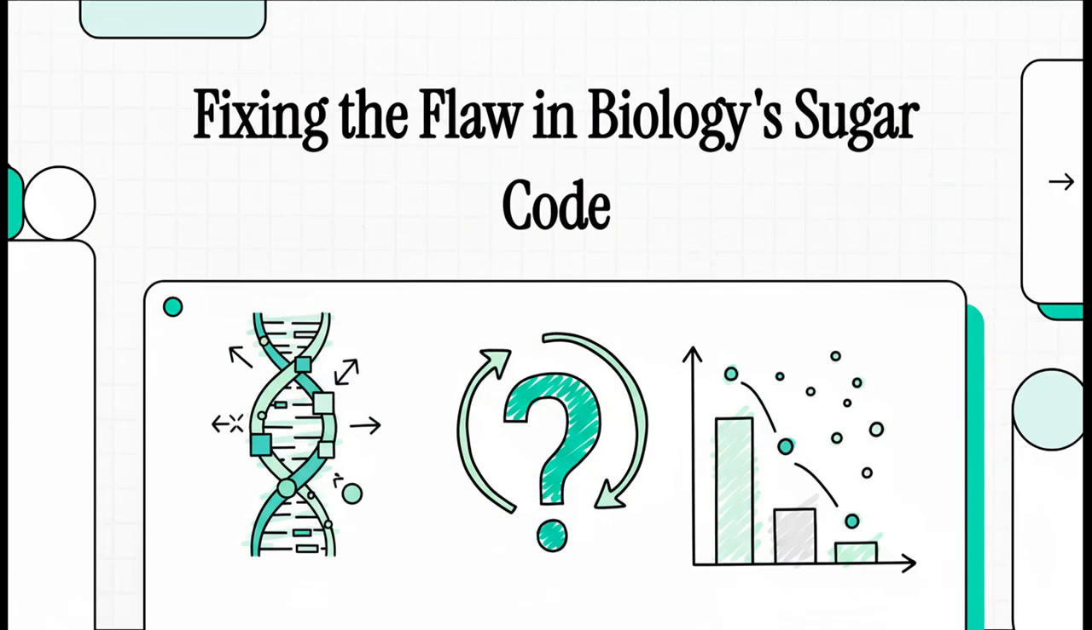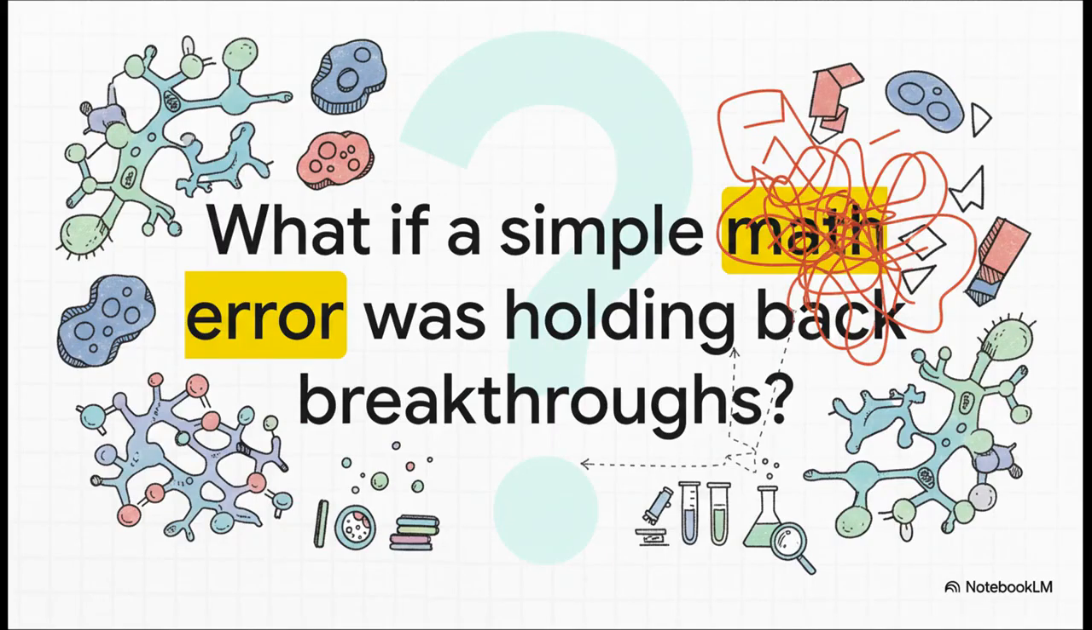Today we're looking at something pretty wild, a fundamental mathematical error that might be warping our understanding of an entire field of biology. So, what are we talking about here? It all comes down to a hidden problem in how we study glycans. And if you're not familiar, those are the complex sugars that literally coat every single one of our cells. Now, this isn't just some academic debate. This could be actively distorting the hunt for crucial disease biomarkers and even new therapies.